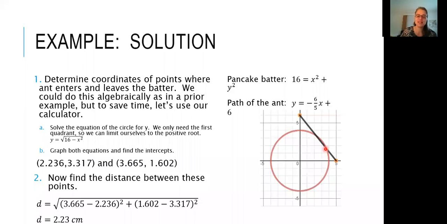Now we want to find the distance between those 2 points, so I apply the distance formula, and I get that the ant is going to have to walk through that batter for a distance of 2.23 centimeters. All right. Okay, so far? Work through it step by step. I promise it's not that bad.